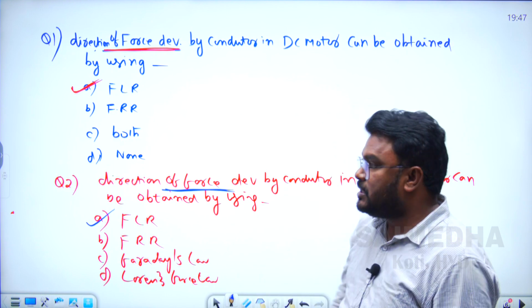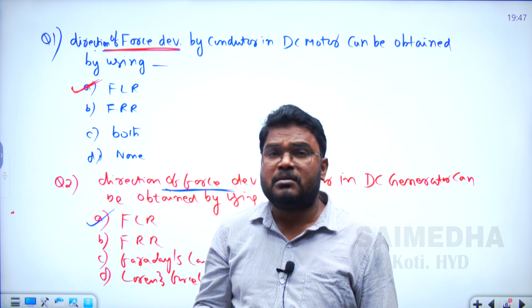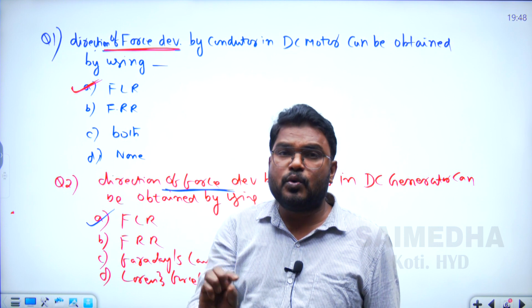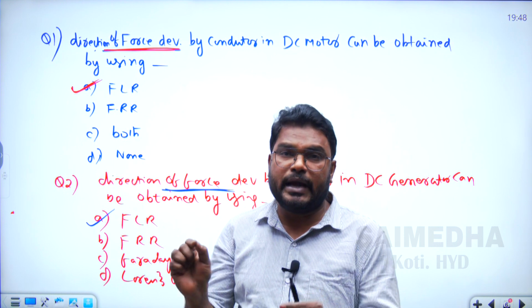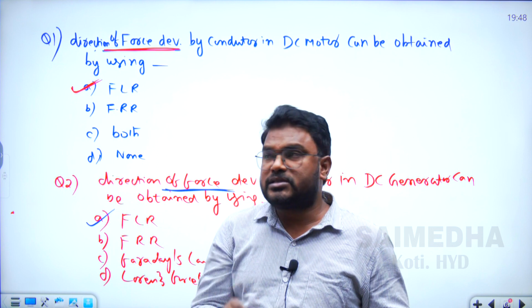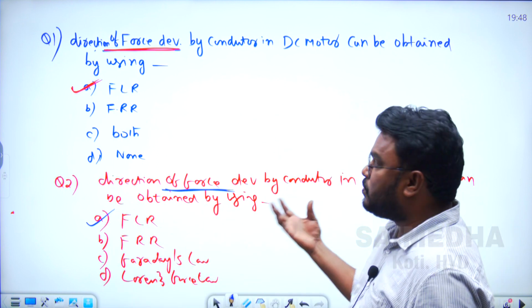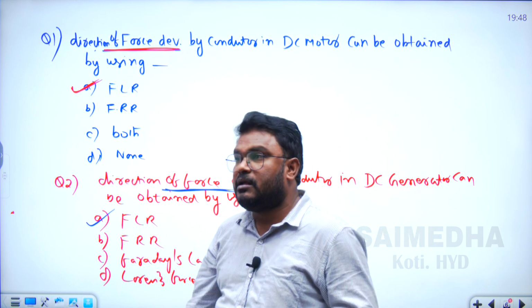So other concepts in the DC machine. What is the basic concept? What is the operating principle of the motor, and what is the force equation? Force is equal to BIL sin theta. And next, the direction of the force in the DC motor can be obtained by using Fleming's left hand rule.